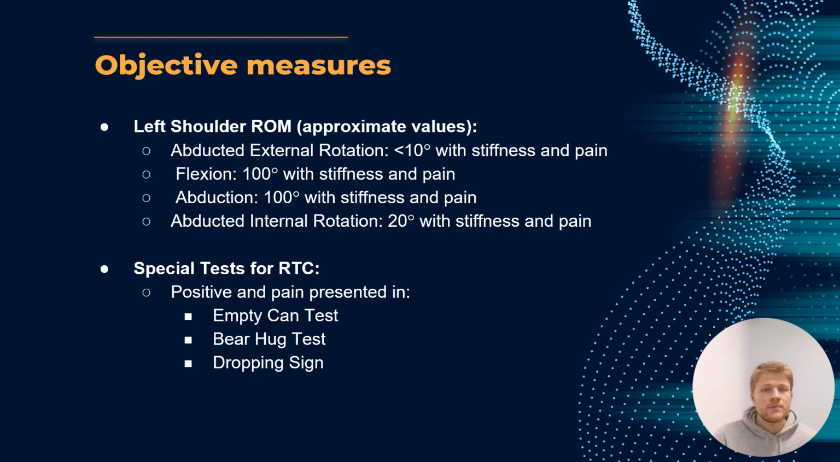In terms of her objective measures, at the end of that 2 months of treatment, she had an abducted shoulder external rotation range of motion of around 10 degrees with increased stiffness and pain. Shoulder flexion was around 100 along with shoulder abduction, both with stiffness and pain. And she had an abducted internal rotation range of motion value of around 20 degrees with stiffness and pain. And she was testing positive for lots of the rotator cuff special tests, such as the empty can, the bear hug, and the dropping sign.